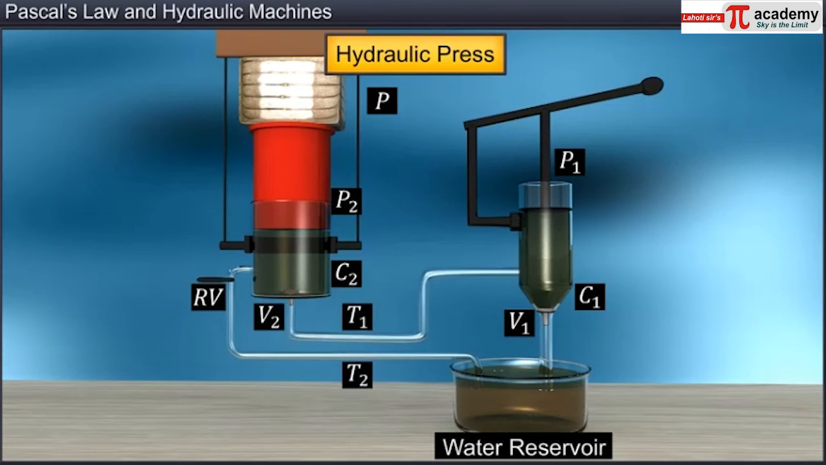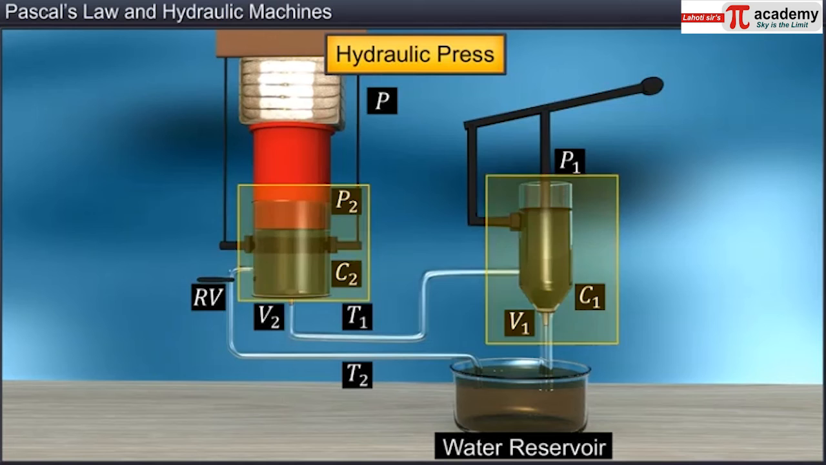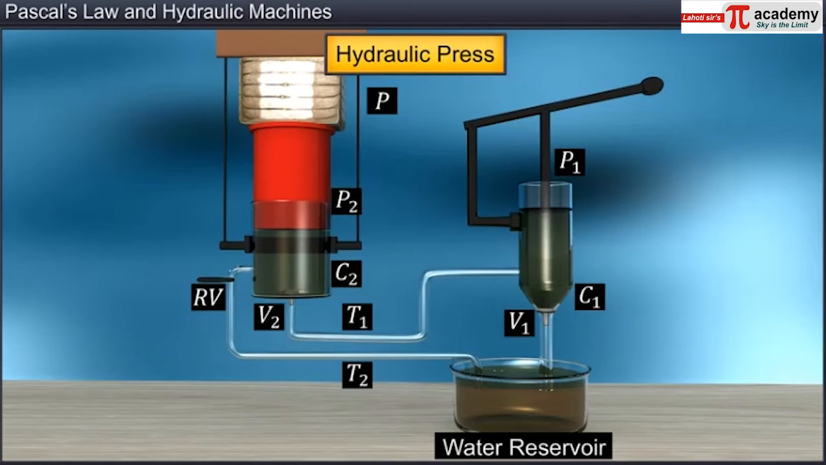A hydraulic press consists of two cylinders, C1 and C2, fitted with pistons P1 and P2, and valves V1 and V2 connected with tube T1. Tube T2 connects the cylinder C2 with a water reservoir through a release valve, RV. Piston P2 is a platform at the top of which the substance to be compressed is placed.